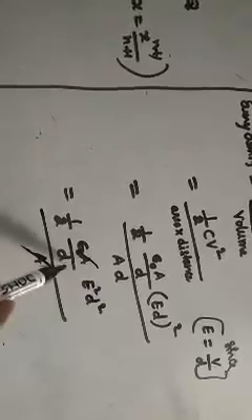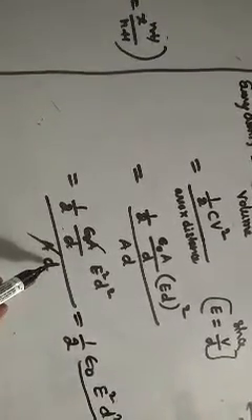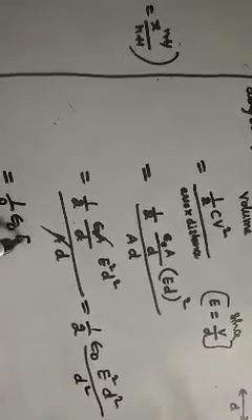Check it. Here one A will cancel. Check carefully what I am saying. This D is coming here, so you will get half epsilon naught E square D square by, this D is coming in the denominator, so you will get D square here also. So D square cancels. This is equal to half epsilon naught E square. This is the formula for energy density.